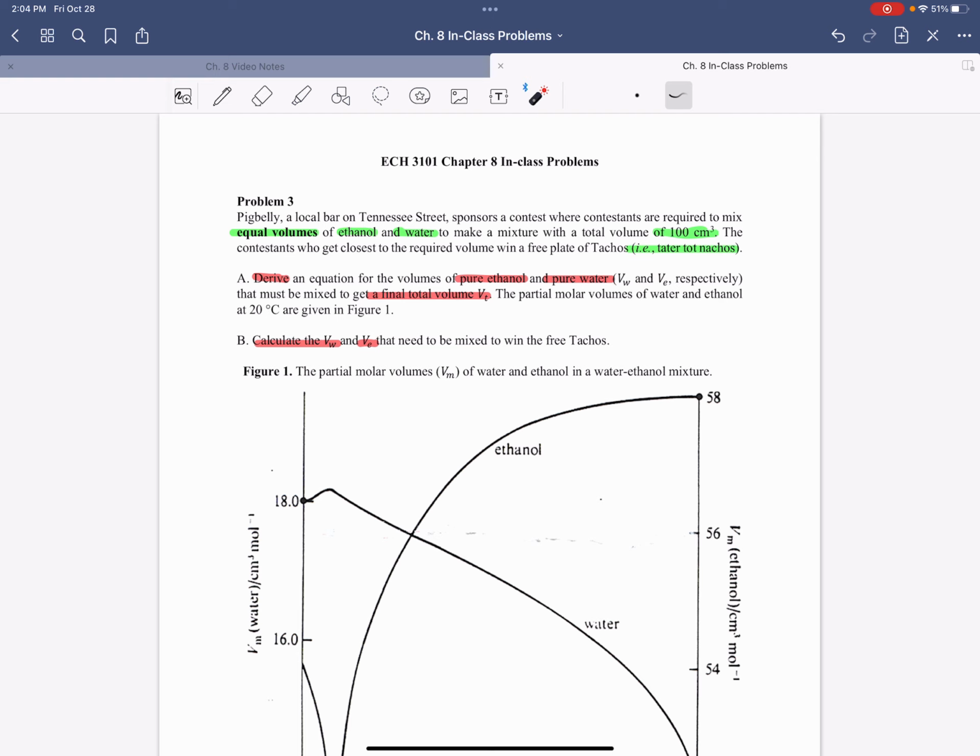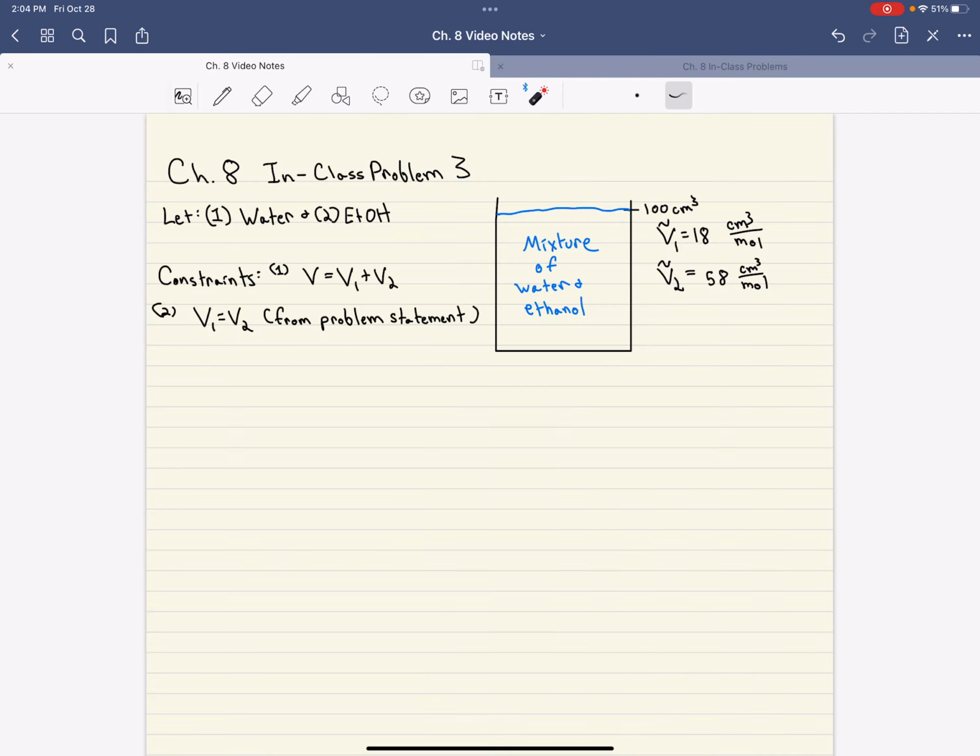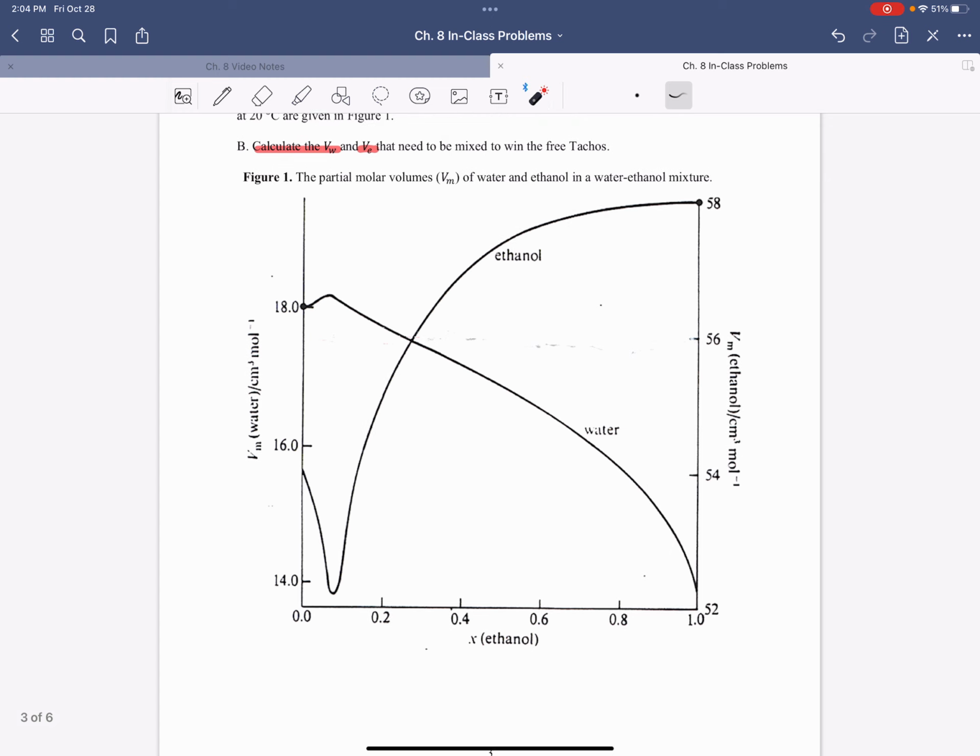So based on the information in this problem statement, what I want you to do here is pause the video and sketch out a sort of schematic of the system. Okay, so based on the information in this problem statement, we could sketch out something that looks like this, where we have some mixture that's made up of water and ethanol, and the molar volume of pure water is here, and the molar volume of pure ethanol is here. Now, as we go through this problem, I'm going to call species 1 water and species 2 ethanol. Right? So that's a little bit backwards from the x-axis here, but I'll make sure to account for that.